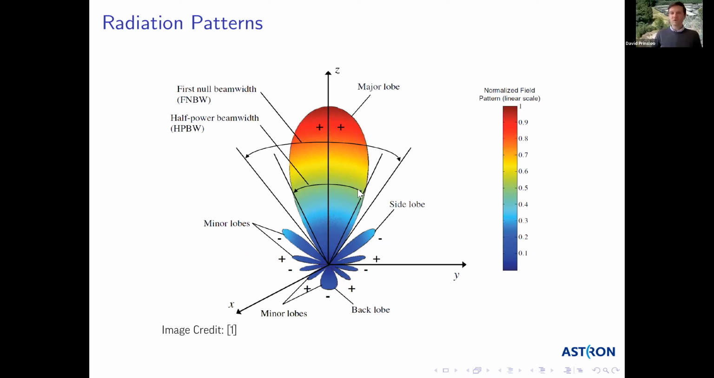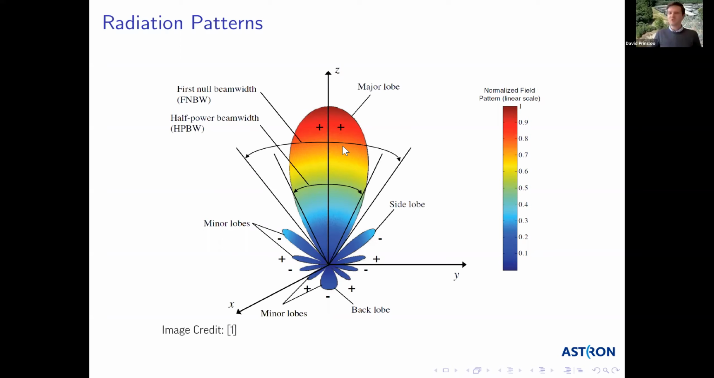Other quantities that are important is the half power beam width. So that's exactly what it says. It's the width at which the electric field, or the power actually, is half of the maximum power. That's our half power beam width.